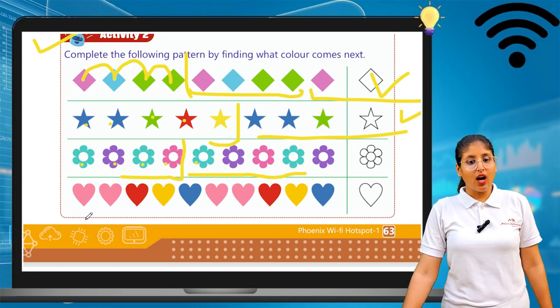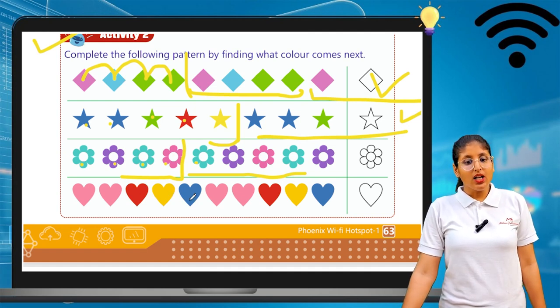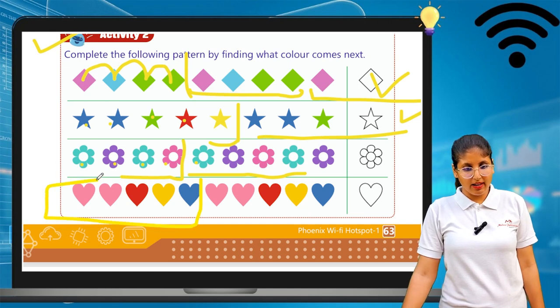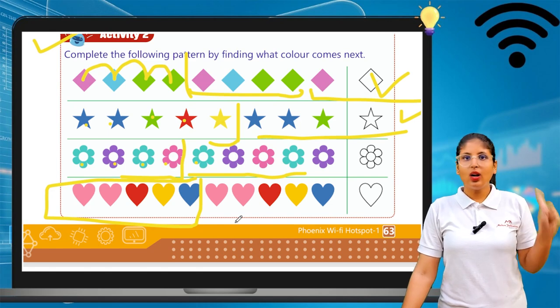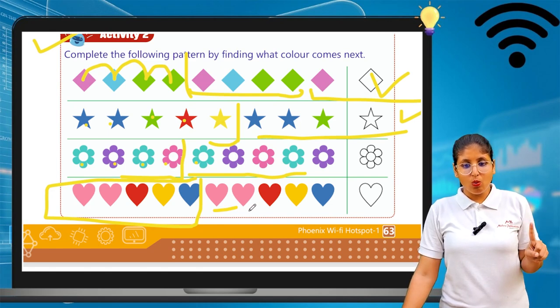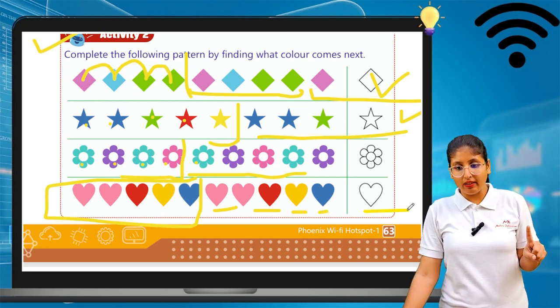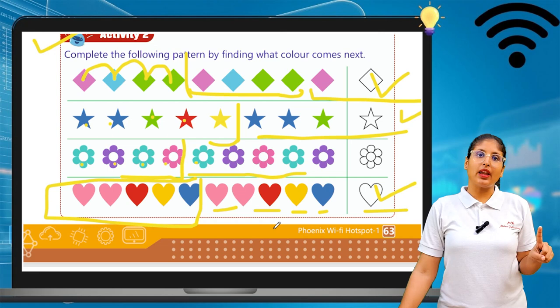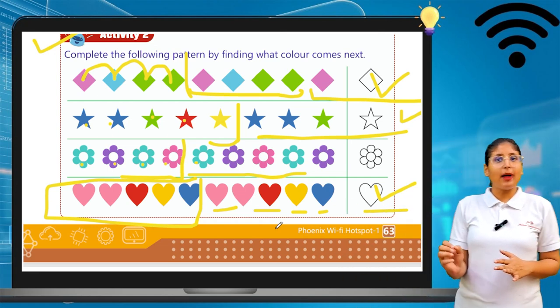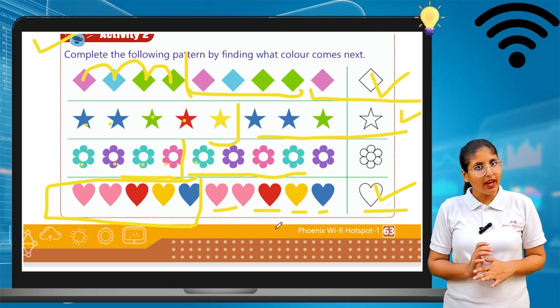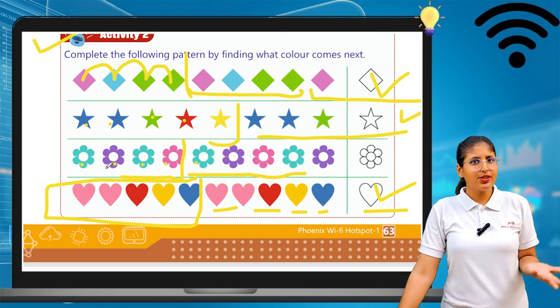Now the heart is also there: two pink hearts, one red heart, one yellow heart, then blue. Here this much is the pattern that is being followed. That means two pink, one red, one yellow, one blue. So two pink, one red, one yellow, then one blue. Then again two pink. The color of that heart should be pink. So these are the patterns that are forming, and behind the pattern there should be a logic. I'm hoping you can easily do this.